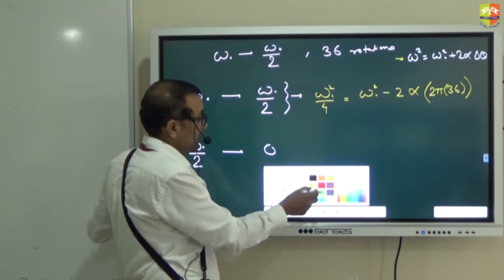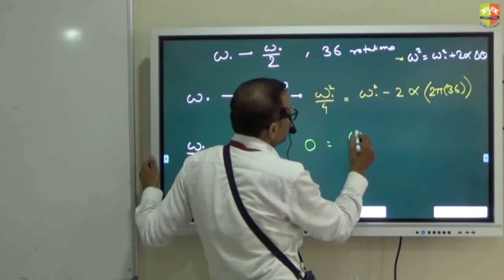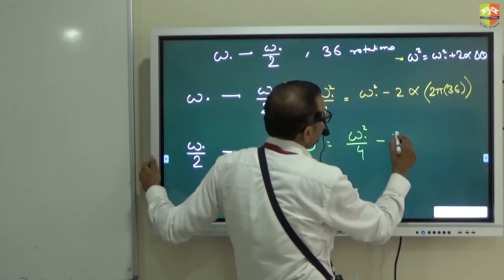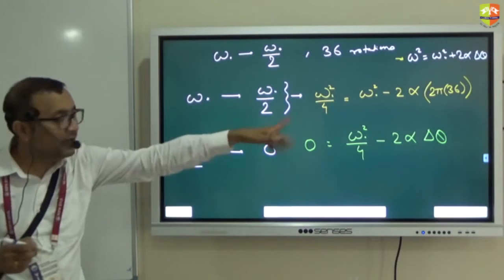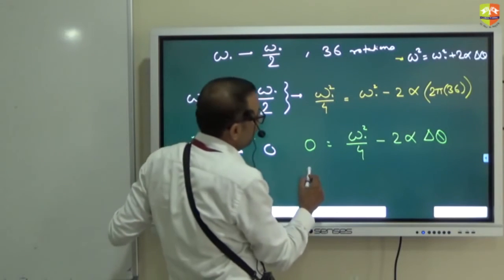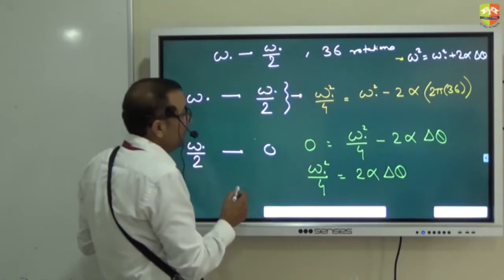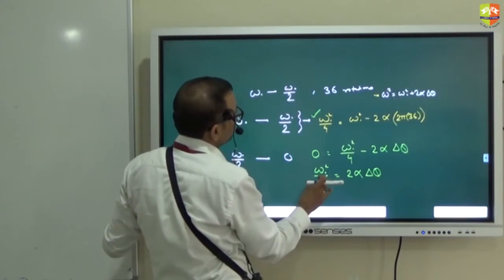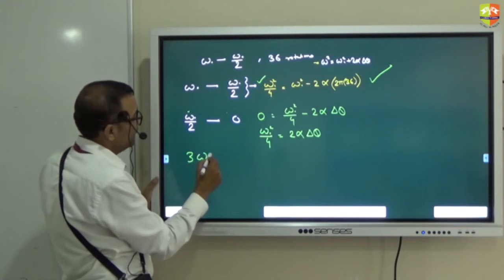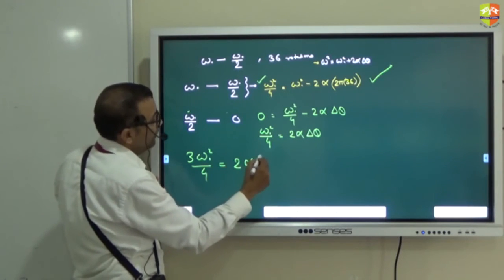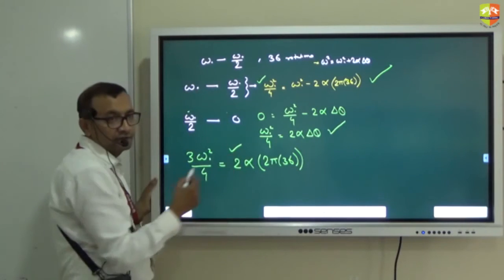Okay, let's see. Guys, focus here. In the second case, final angular velocity is 0. Initial one is omega naught by 2, so omega naught square by 4. This is minus 2 alpha into delta theta. I don't know what delta theta is now. Between this point and this point, that is delta theta. So here I am getting omega naught square by 4 equal to 2 alpha delta theta. Using this equation, I am getting 3 times omega naught square by 4 as 2 alpha into 2 pi into 36.